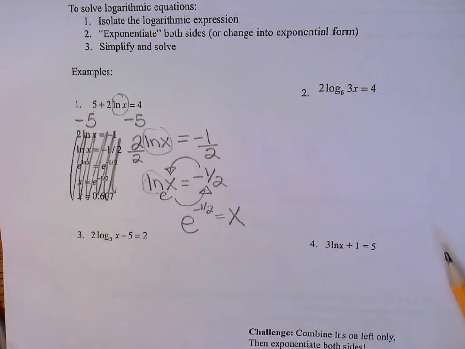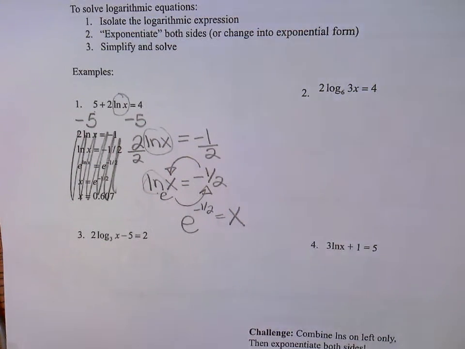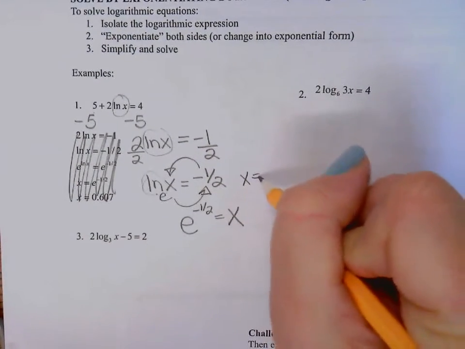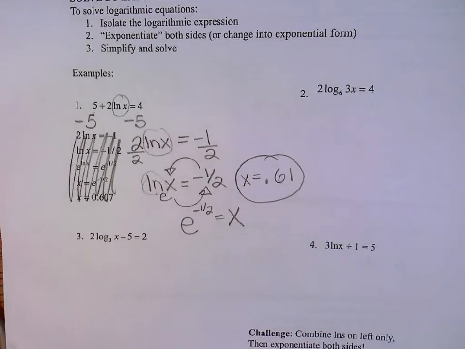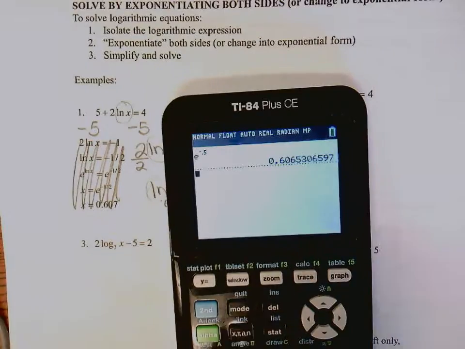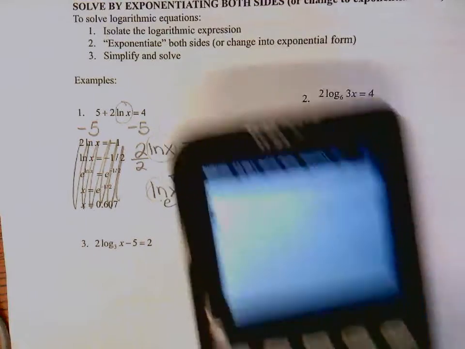Make sure to use the E button. So E raised to the negative 1/2 power. X would have to be 0.61. I would just always round to 2 decimal places. So use the E, raise it to the negative 1/2 power.